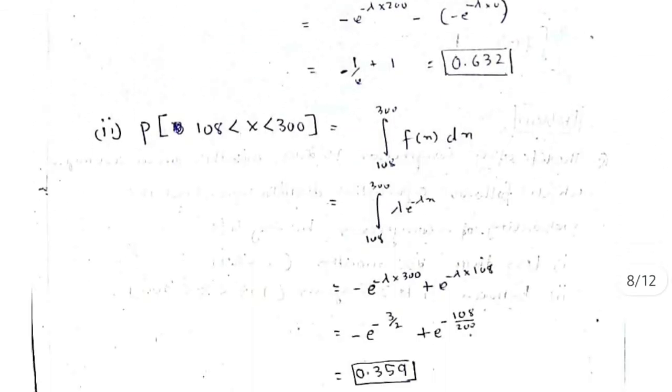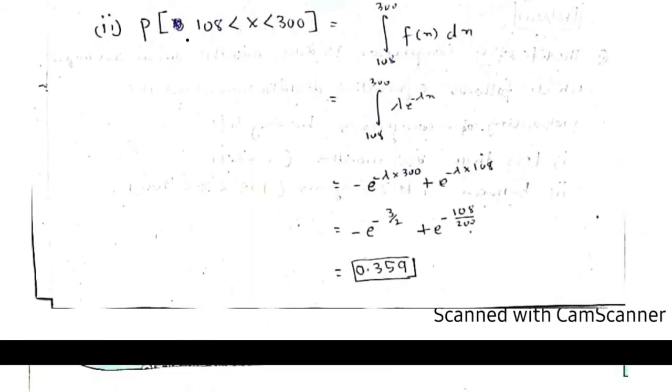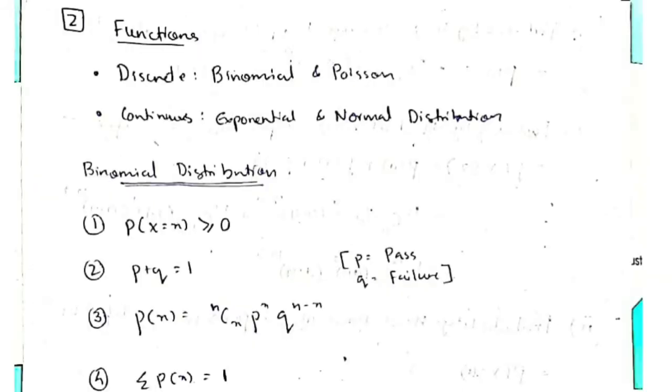Similarly, in the second question we have been asked the probability of life between 108 and 300 months. It's simple, just apply the limits as 108 and 300 here, and apply the value of f of x. Okay, same thing, you'll get the final answer here. Okay, we have discussed the first one, which is exponential. Let's move on to the normal distribution.